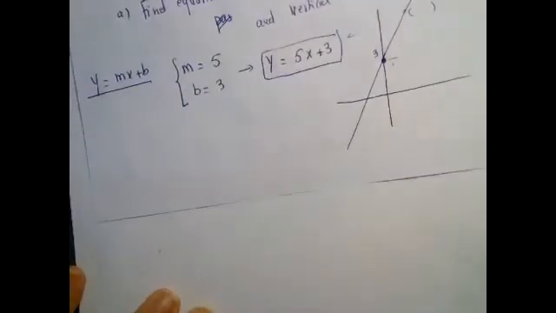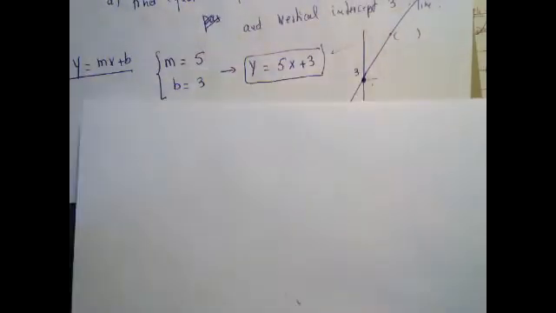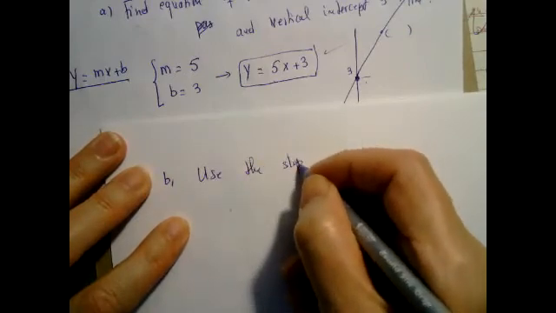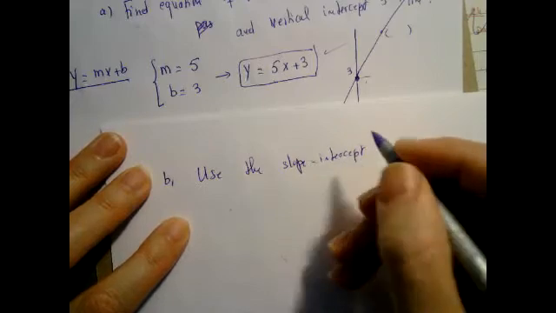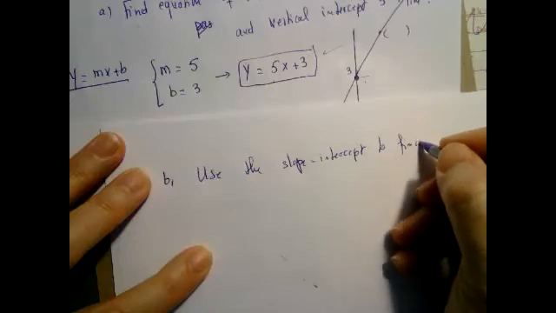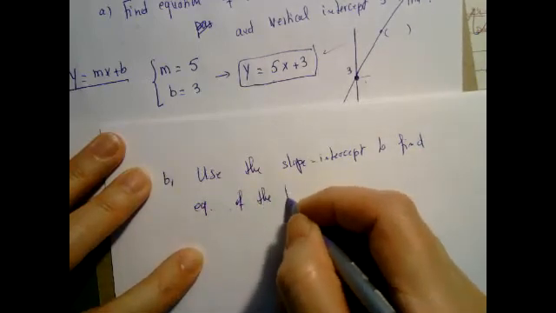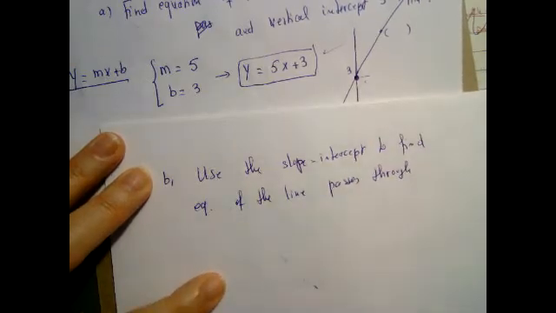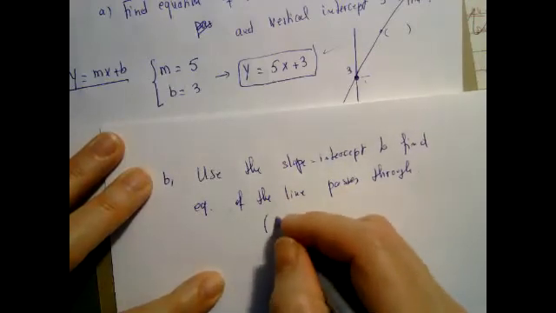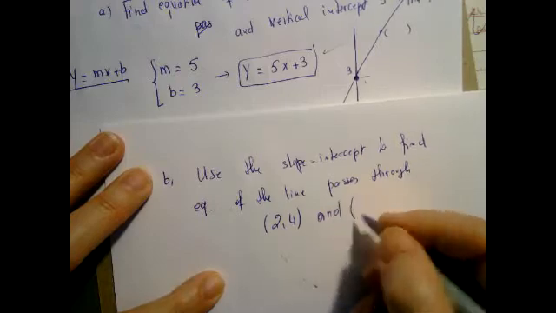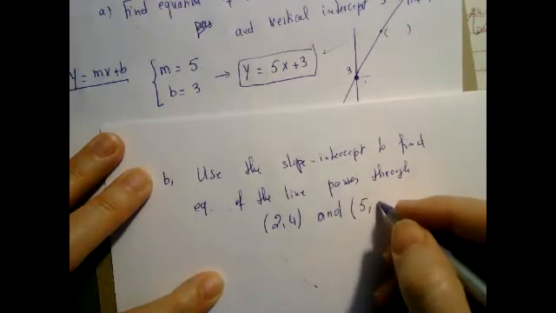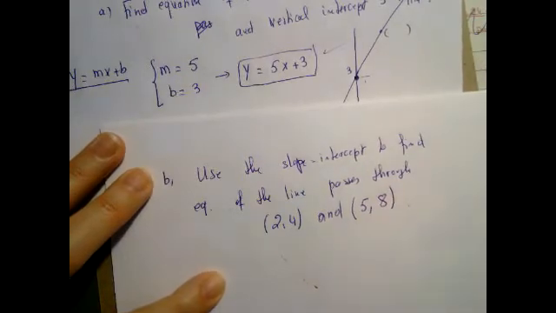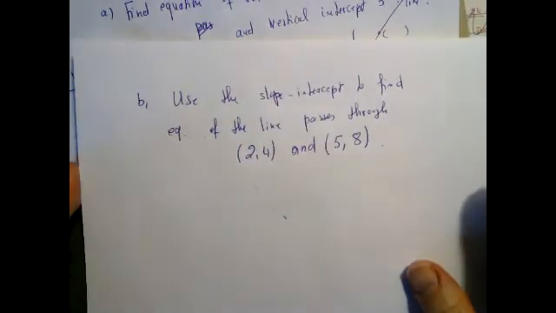Okay, now the second question along the same line, and then we stop with this equation stuff. So the second question is: use the slope intercept form, y equal mx plus b, to find the equation of the line that passes through the following 2 points: 2, 4, and 5, 8, for example. And this time I want you to use the slope intercept to find it.